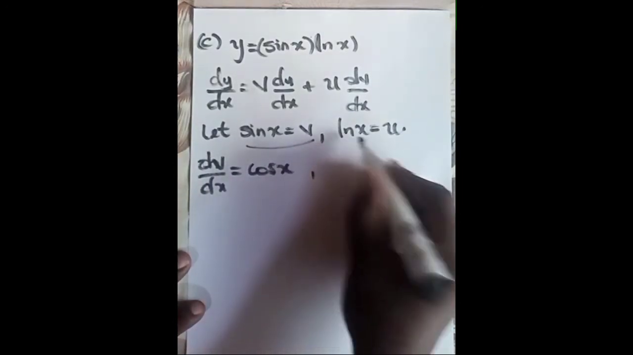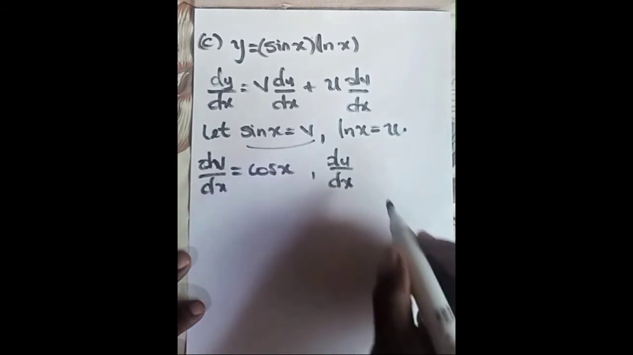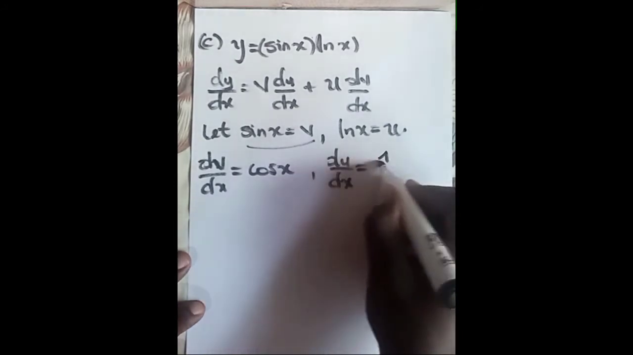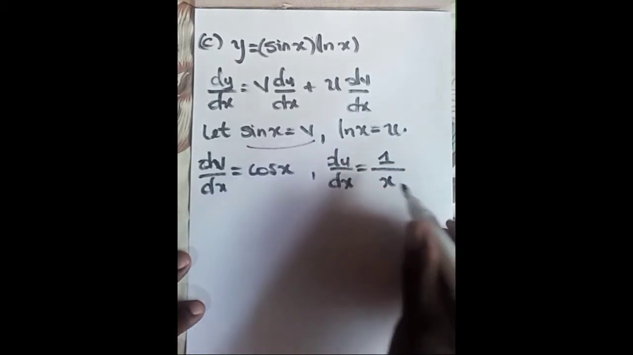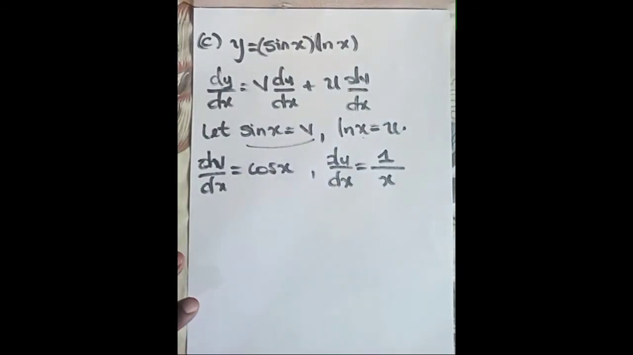And if we differentiate this, du on dx is going to give me 1 on x, because we're simply differentiating this and dividing it by x again. Just check the video. Now we're done.